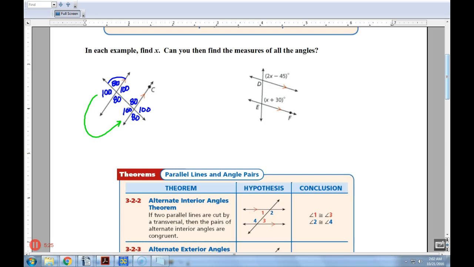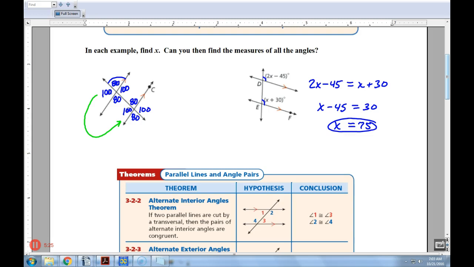Now we can also do this using algebra problems. If I look at the next diagram, I'm given an expression for this angle and for this angle. Because of the postulate up above, I know those two angles have to be congruent. So I can set up an algebra equation, and then I can start solving it. I can subtract an x from both sides, which gives me x minus 45 equals 30. I then can add 45 to both sides, which tells me that x is 75.